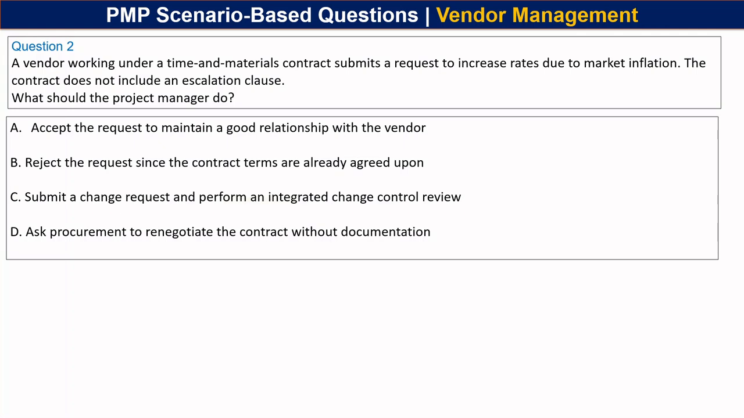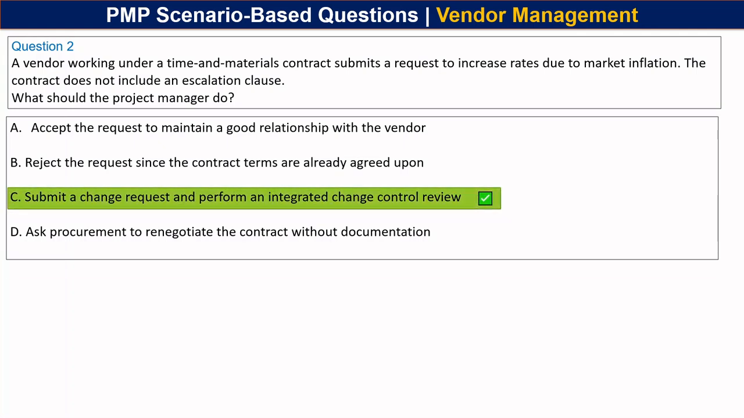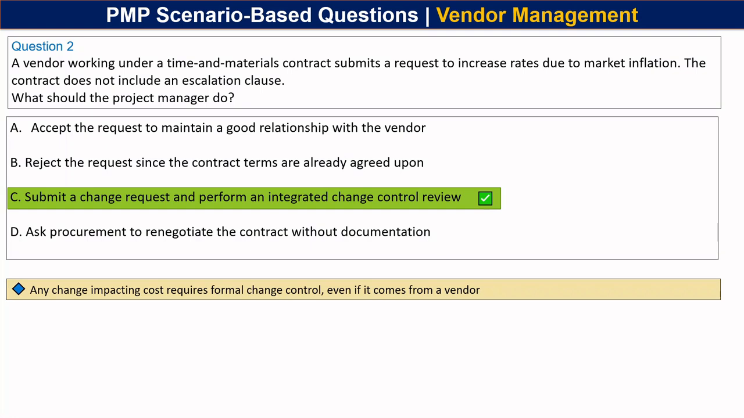The right answer is option C. Any change impacting cost requires formal change control, even if it comes from a vendor.